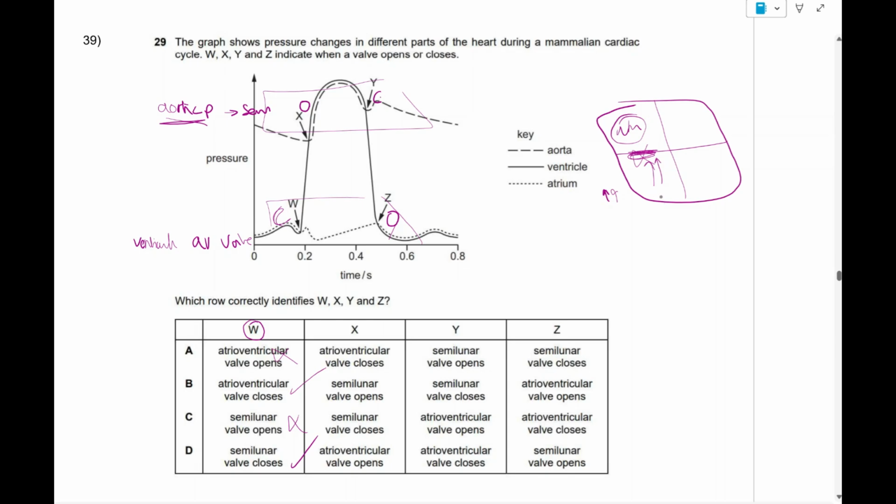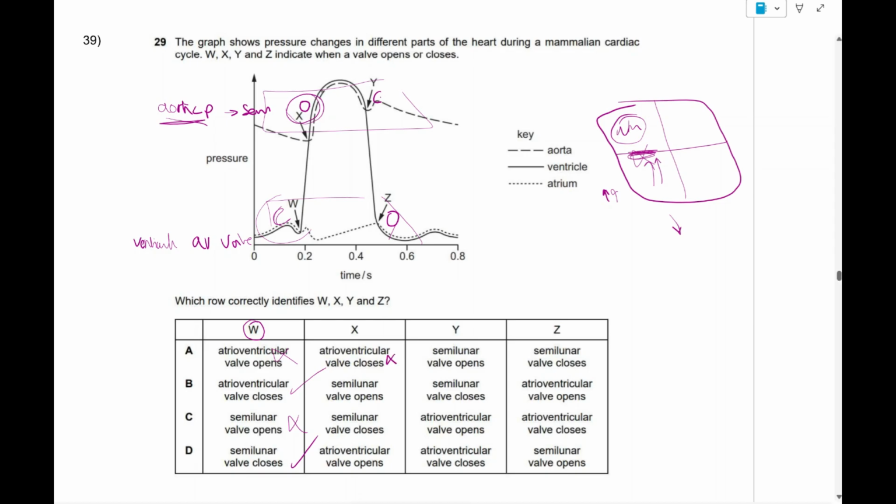Meanwhile, the semilunar valves, because the pressure in the ventricle is increasing, it's strong enough to push the semilunar valves open, leading from the ventricle to the aorta or the pulmonary artery. Therefore, the semilunar valve opens here while the atrioventricular valve closes. So we explained this scientifically. Now let's look at X. Now the atrioventricular valve closes.